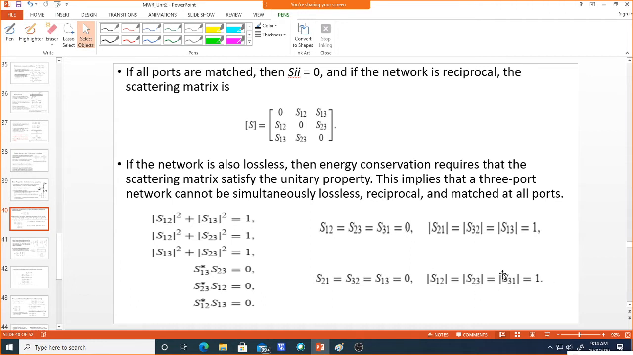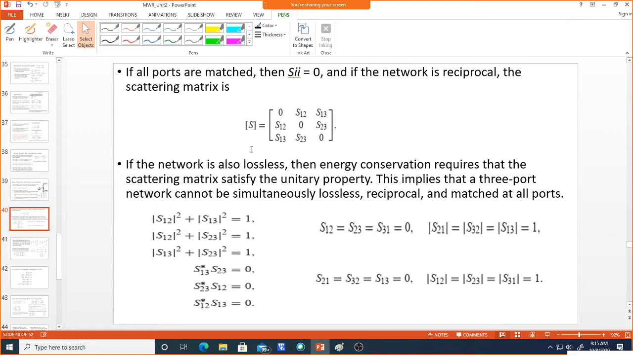That is, S31: if you see here, S31 equal to 1, here equal to 0. Or if you take S13, here it is 0 and here it is 1. So that's why, in a 3-port network, what will happen? The network won't give the two properties in parallel, that is, lossless as well as reciprocal.